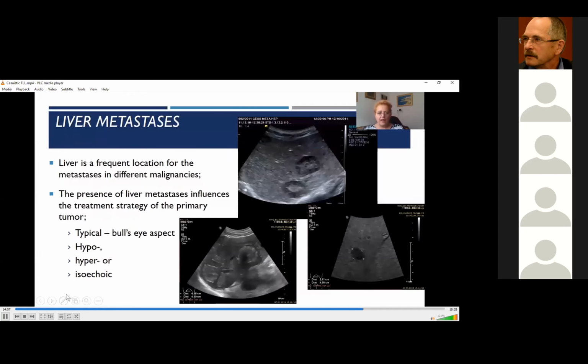As you know, the liver is a frequent location for the metastasis of different malignancies. Their diagnosis is very important because they can modify the treatment strategy of the primary tumor. In standard ultrasound, their typical aspect is, as you can see here, like a bullseye lesion. They can also be hyperechoic or hypoechoic, but you need a contrast-enhanced imaging technique in order to establish the diagnosis of metastasis.